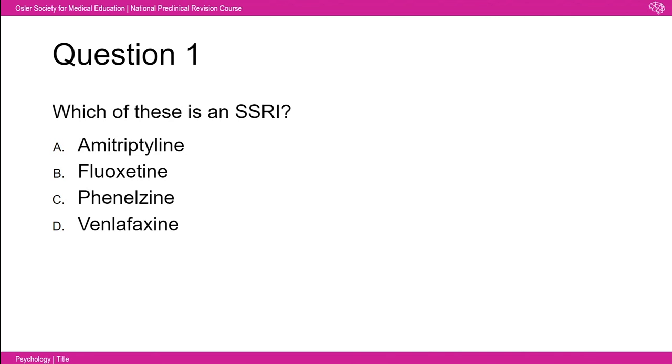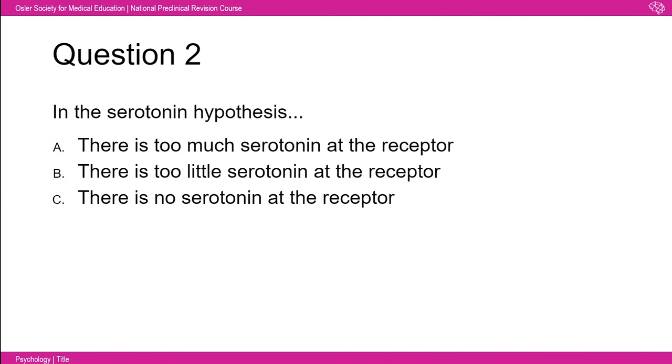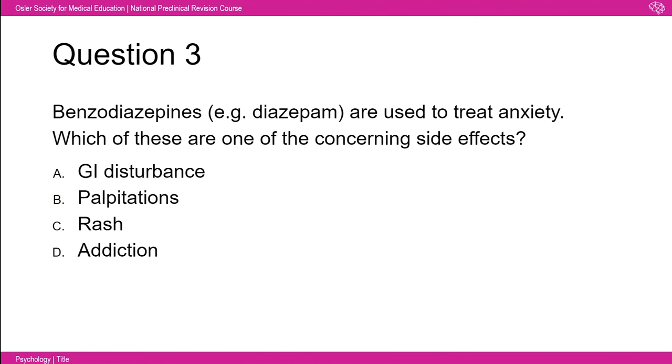And then our next question is, in the serotonin hypothesis, A, there is too much serotonin at the receptor. B, there is too little serotonin at the receptor. And C, there is no serotonin at the receptor. So this is a serotonin hypothesis of why you get depression. We've got lots of answers there, so let's show you the results. All of you got that right as well. It's very promising. Well done, guys. Super impressed with you. And last one for this section.